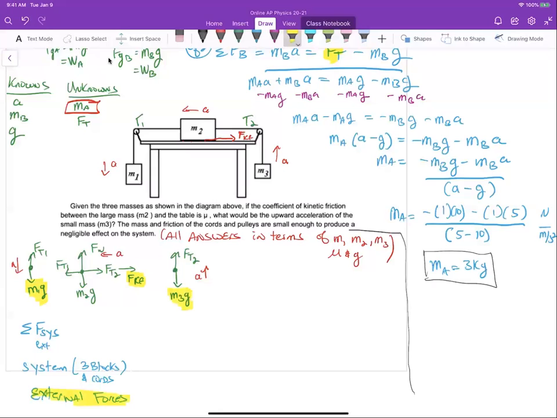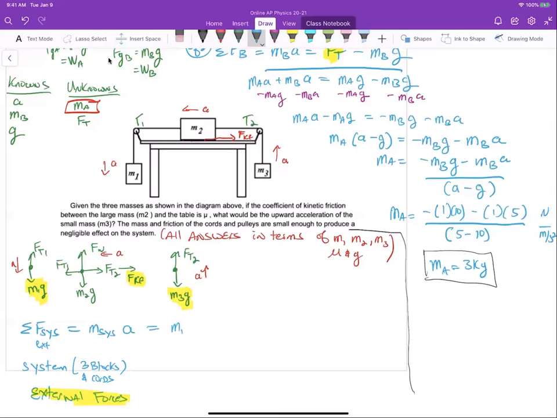All right, now let's sum the forces that are external. Well, I need the mass of the system, which is M1 plus M2 plus M3, times the acceleration of the system, which is the same for every one of those blocks, is equal to, now every force that is in the direction of the acceleration is positive. Well, there's one, M1G, and then every force that is opposite the direction is negative, minus F kinetic friction minus M3G.